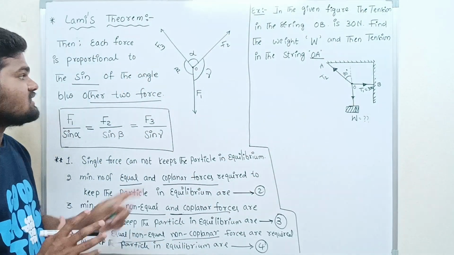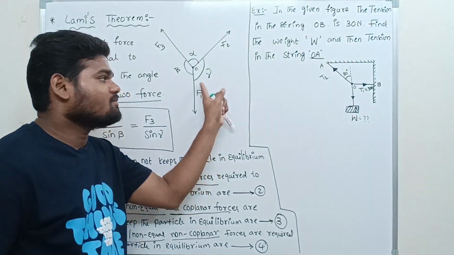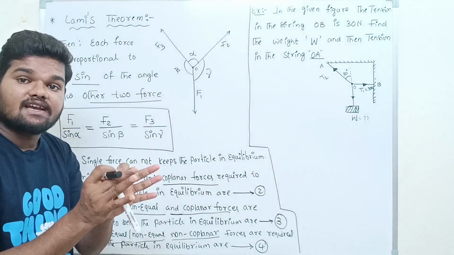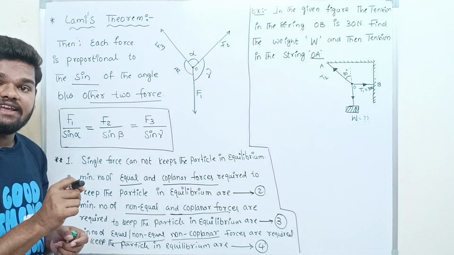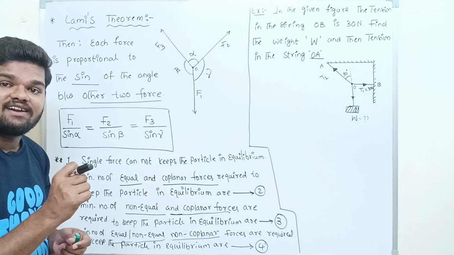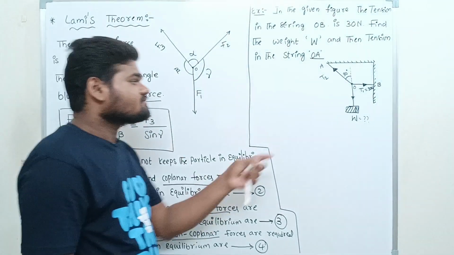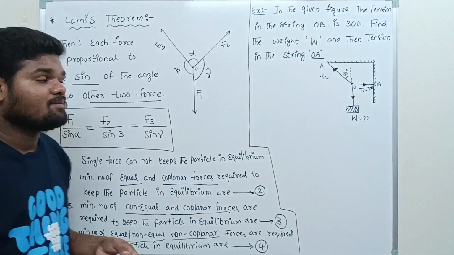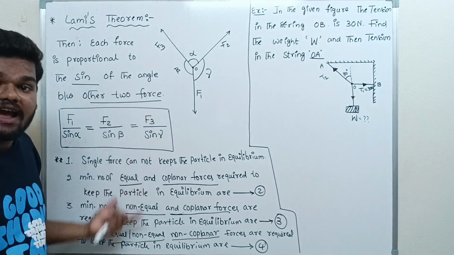We have to find the tension in string OA and the weight of the object. So just pause the video and try the solution using Lami's theorem, based on this condition. 3, 2, 1, go. So what does Lami's theorem say? Whenever three forces act on a particle to keep it in equilibrium, each force is proportional to the sine of the angle between the other two forces.